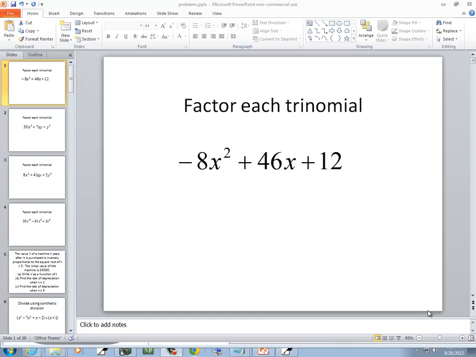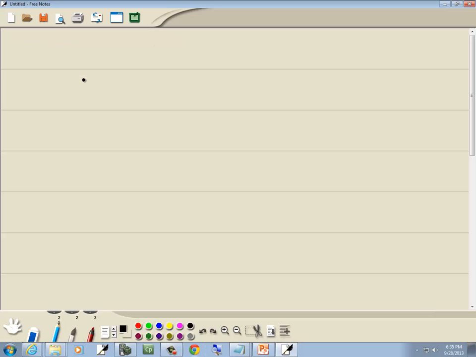In this problem, we want to factor negative 8x squared plus 46x plus 12. Now our first method is to factor out the GCF.